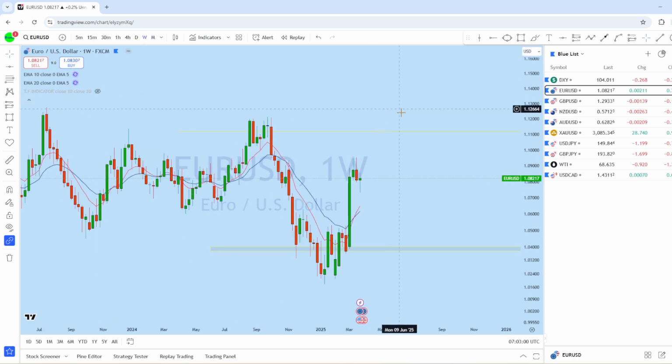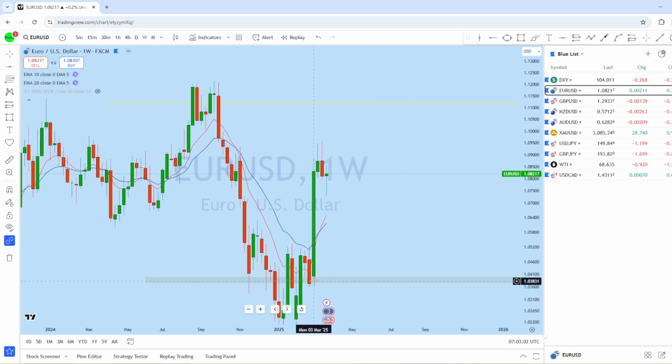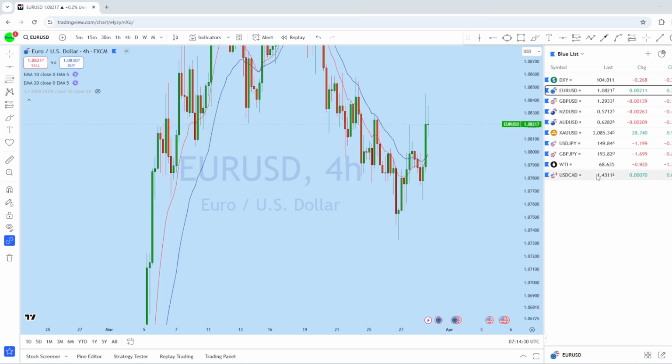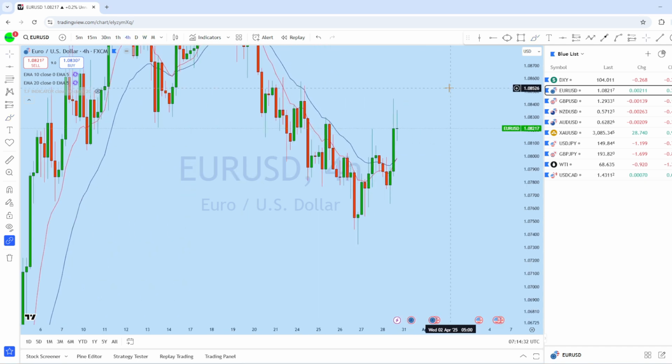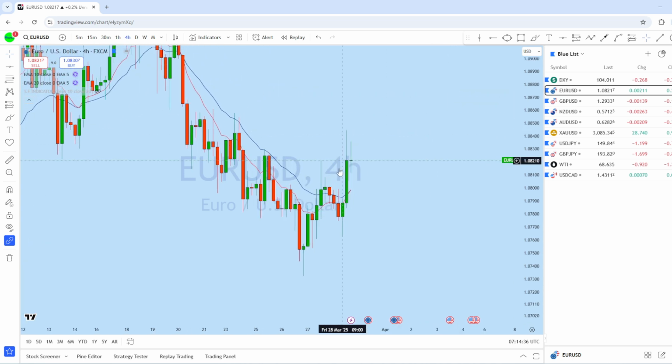Now dropping down to the weekly chart here, we can see that this is a weekly bullish impulse we have seen a couple of weeks ago, followed by here we can see in that area. Let's look at euro dollar. Let's see what kind of trading opportunity we have in this instrument.